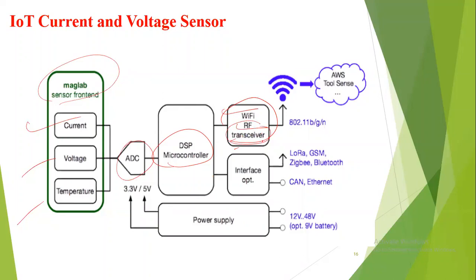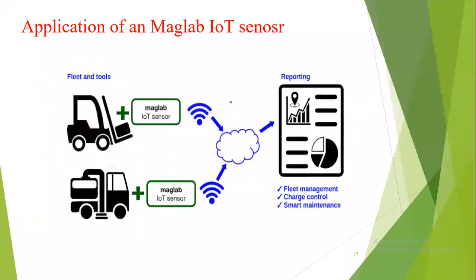Other interface options are also there. So you can connect Zigbee, Bluetooth, CAN, etc. Using any one of these, you can transfer the data to the cloud. Like that, they have implemented some Maglab IoT sensors in fleet and tools. So this is the Maglab IoT sensor which monitors the fleet. Then some Maglab IoT sensors monitor maintenance, and they collect the data, put the data onto the cloud, and that data is provided to the users.